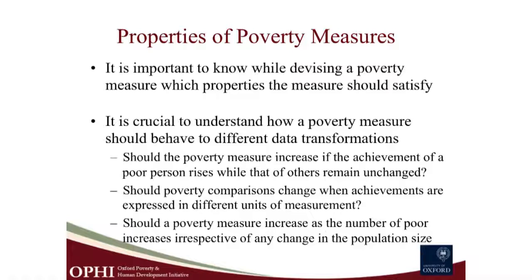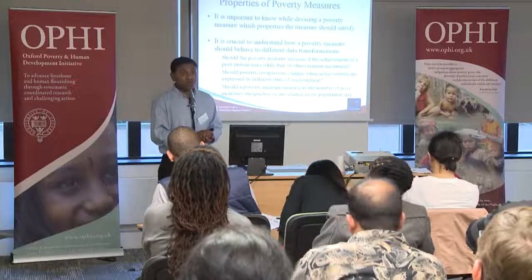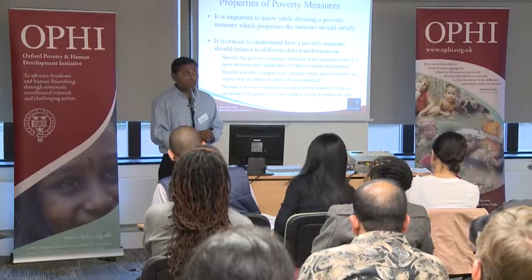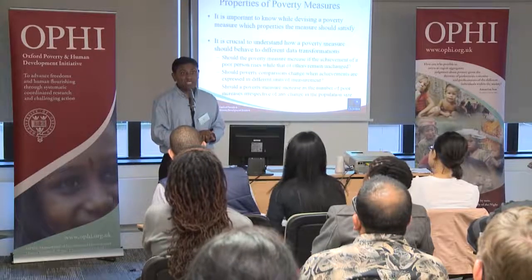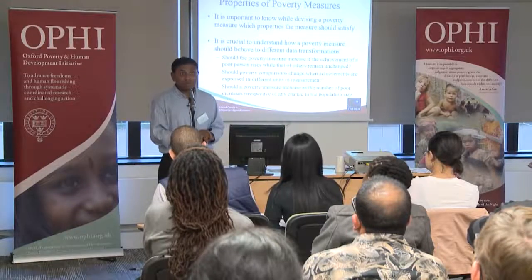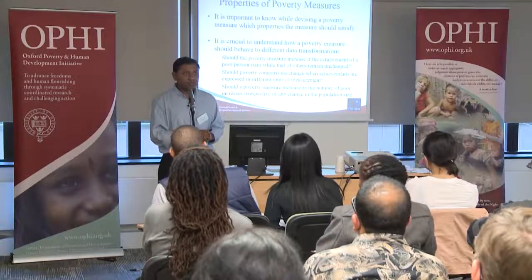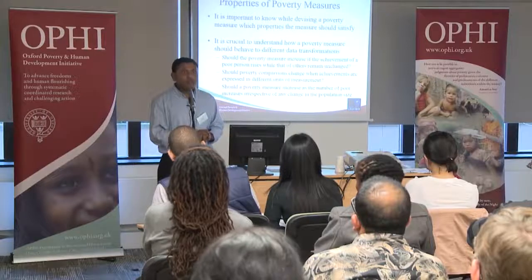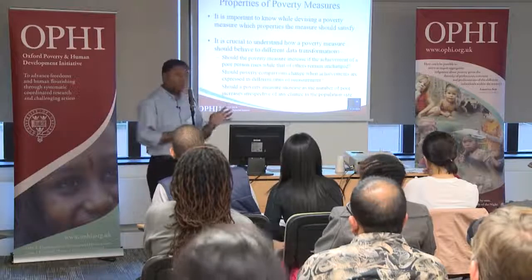Then you may ask, should a poverty measure increase as the number of poor increases, irrespective of any change in the population size? You have a certain growth in population, and either an increase or decrease in the number of poor. Should the overall poverty figure be affected by the change in population size, or does it not matter? If the total number of poor goes down, that is what we care about. It's also a decision, and it could be controversial. Some people may say it's the share of the poor that matters. Some might say it's the total number. Anyway, these are different things.